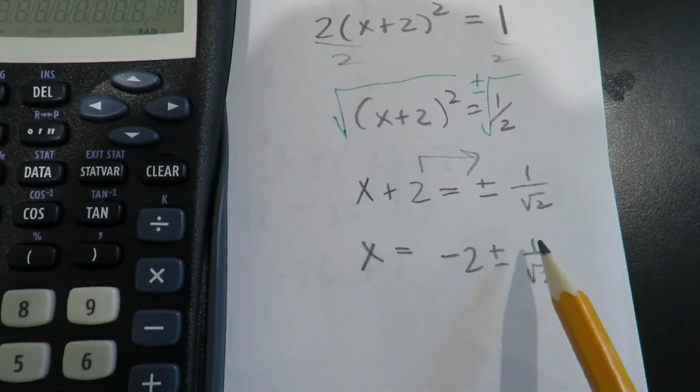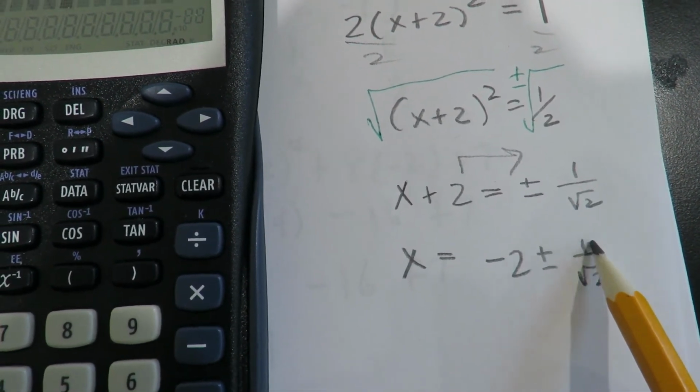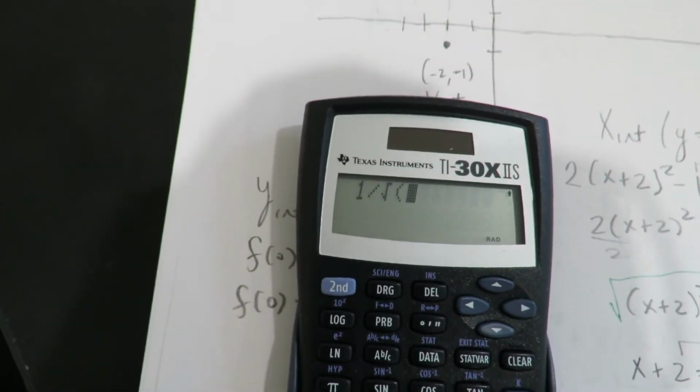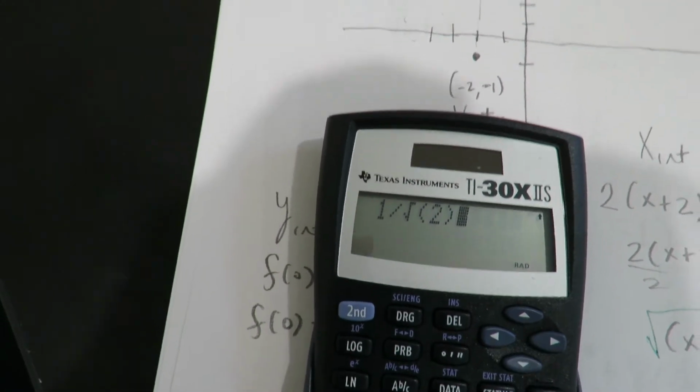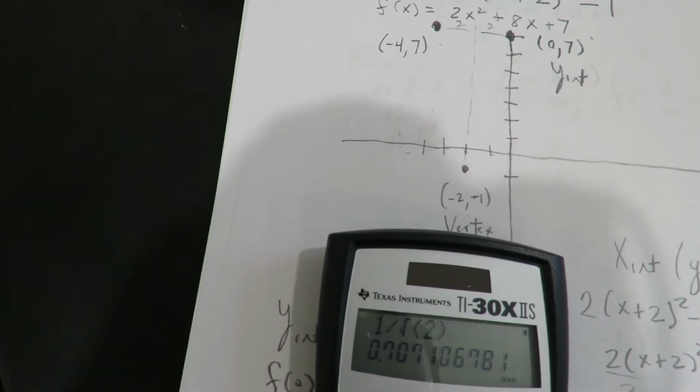I'm sorry if I lost your train of thought here. Let me get us back on track. I'm doing 1 divided by square root of 2. You don't even need to buy a calculator. You could just go on your computer or your phone, probably.